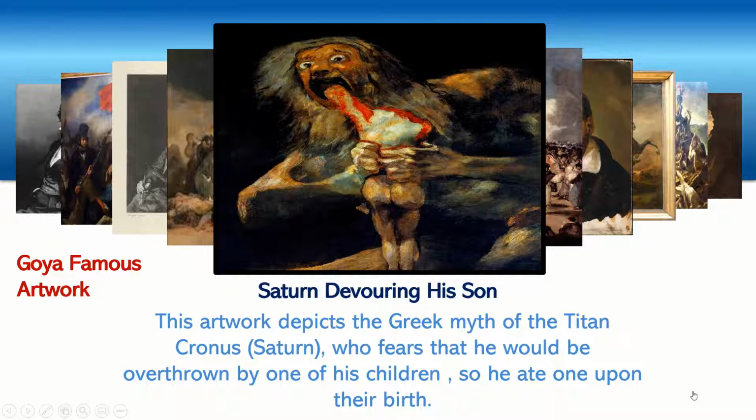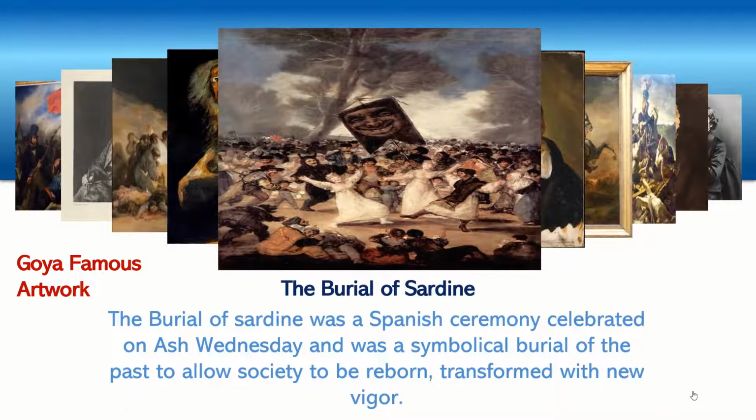This artwork depicts the Greek myth of the Titan Cronus Saturn, who fears that he would be overthrown by one of his children, so he ate one upon their birth. Another artwork is called the Burial of the Sardine. The Burial of the Sardine was a Spanish ceremony celebrated on Ash Wednesday and was a symbolical burial of the past to allow society to be reborn, transformed with new vigor.